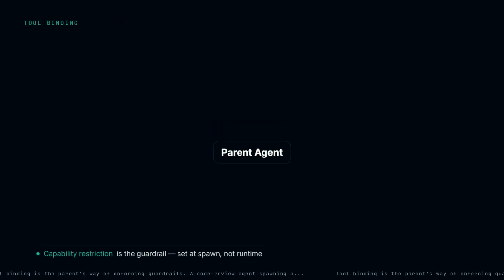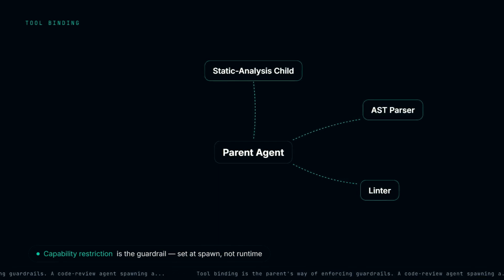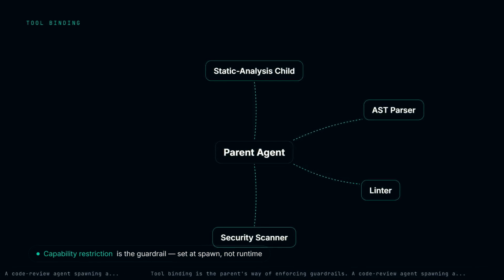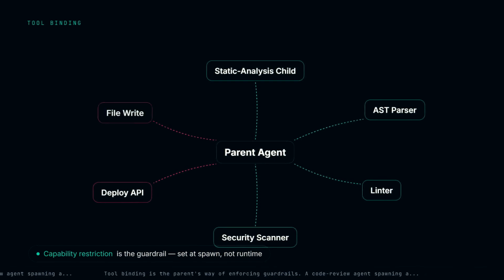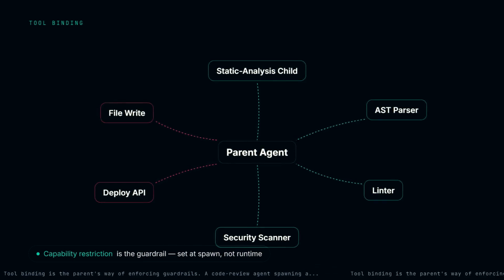Tool binding is the parent's way of enforcing guardrails. A code review agent spawning a static analysis child grants it access to AST parsing, linting, and security scan APIs, but explicitly withholds deployment and file write tools. The child can't exceed its mandate because the capability list is set at instantiation.